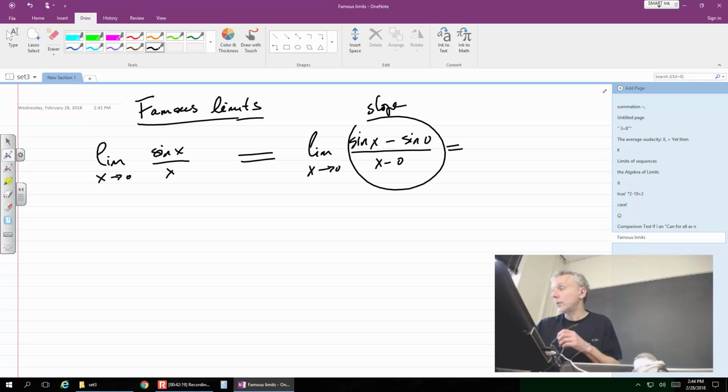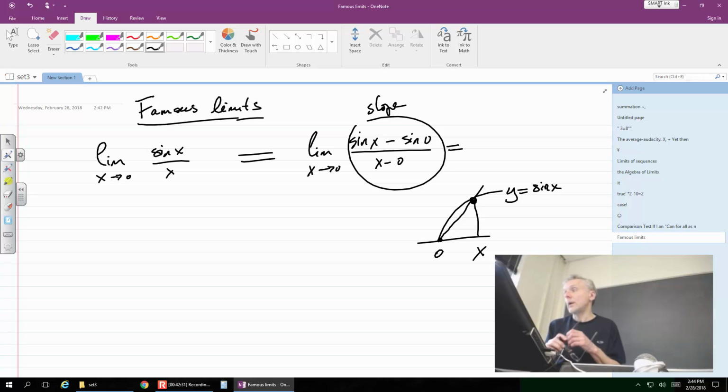Slope of what? Of this line. This is 0, this is x. This is y equals sine x. And we divide rise over the run, right? Then we take its limit, which gives us what? The derivative. The answer is the derivative.